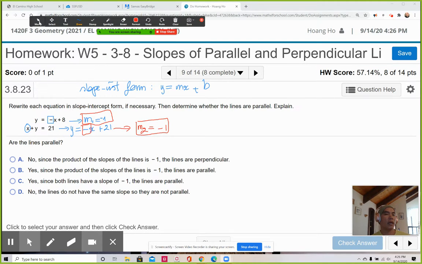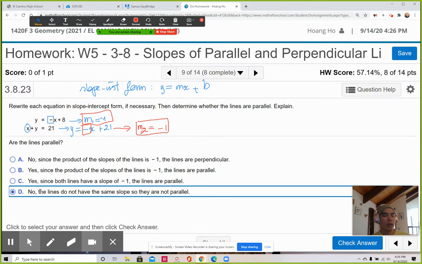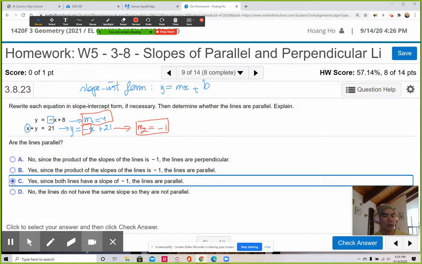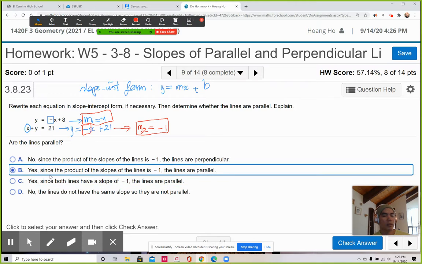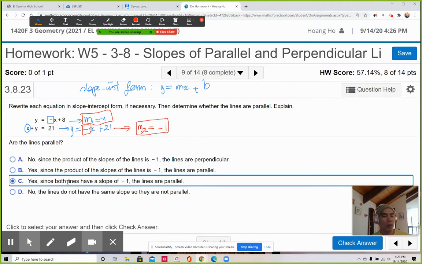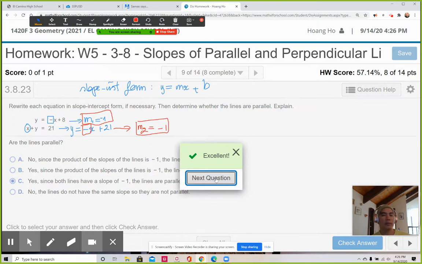So let's go and answer that question. Yes. Since both lines have the slope of negative 1, the lines are parallel. That is your answer.